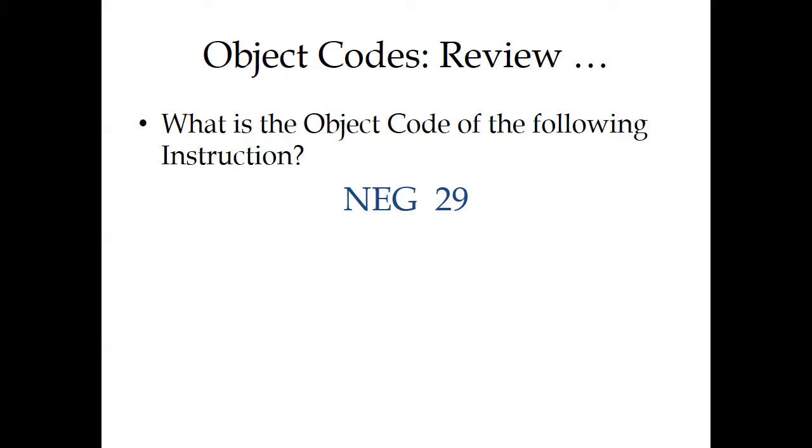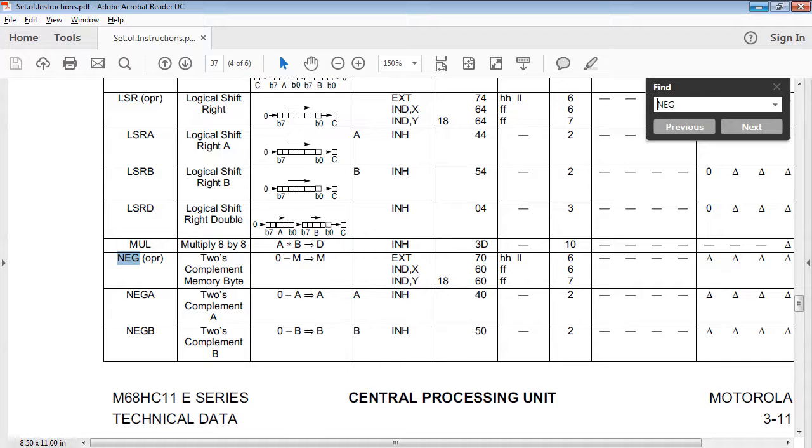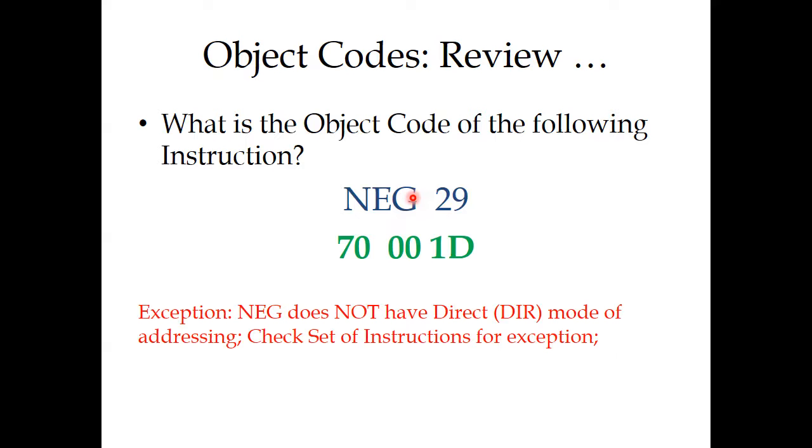NEG 29. Let's go back to the table. It is actually extended, because I think that this instruction does not support direct mode. So if you go here, this is extended, right? Yes. This is extended, and how long would be the operand? 2 bytes. So basically, if column 6 tells you that the operand will have to be 2 byte, you have to write it in 2 byte, no matter how it is given, okay? So this is how we write it.